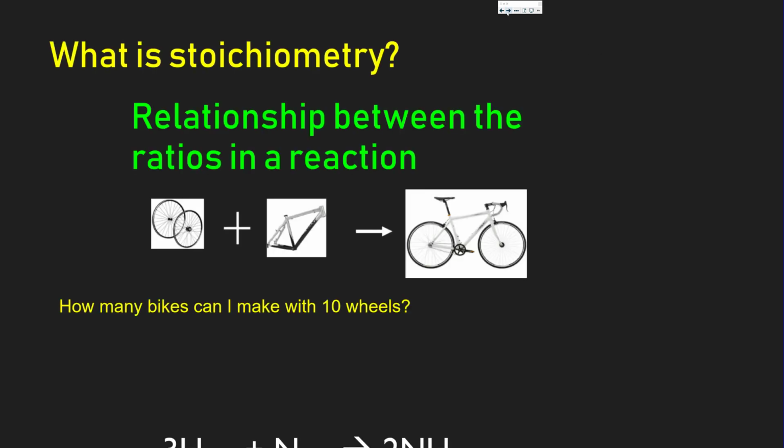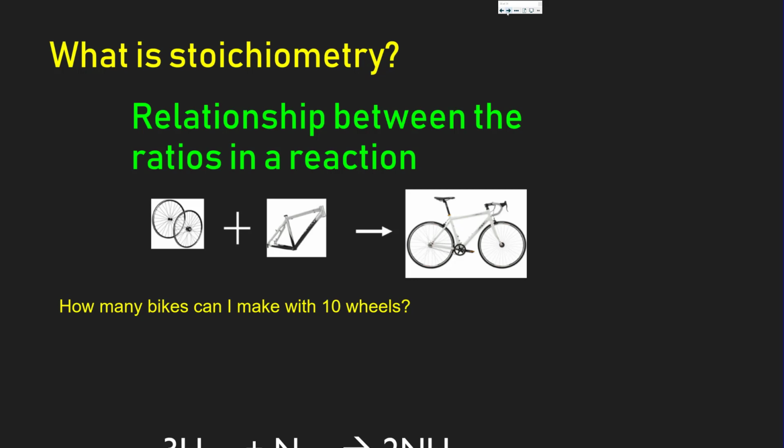So this is stoichiometry. Now we're moving into stoichiometry, and what exactly is this complicated work of stoichiometry? Well, in essence, stoichiometry is just looking at the relationship between the ratios in a reaction. It's actually not as complicated as the name sounds.